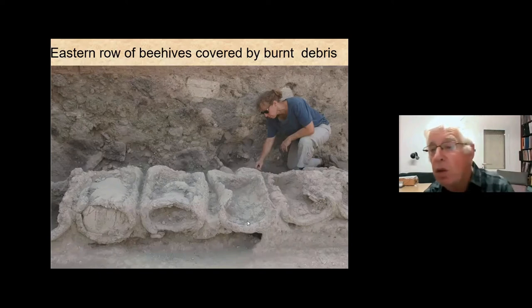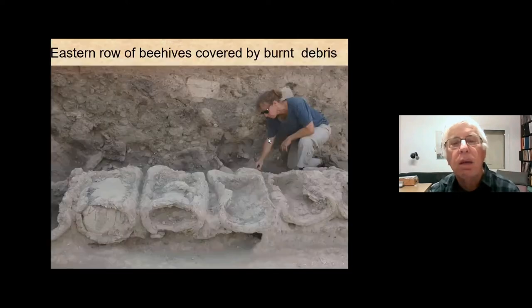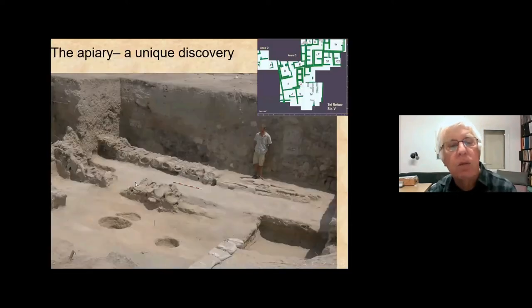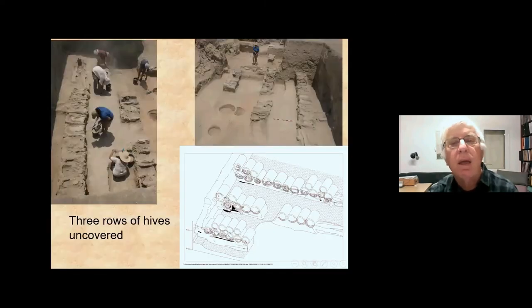At first, we didn't know what they are. What are they? And then I realized that I saw something similar. I had a feeling that I saw them in a museum that shows typical Arab beehives. And in fact, here you can see the season later in 2007, we uncovered 30 of them, one line, second line, and a third line. And you can see here the three lines of those cylinders.